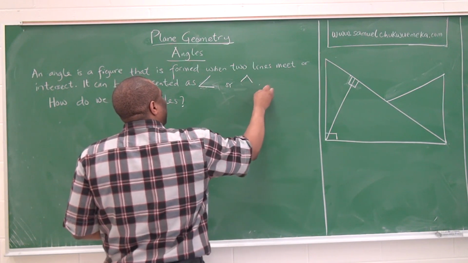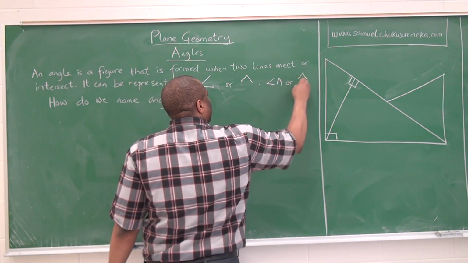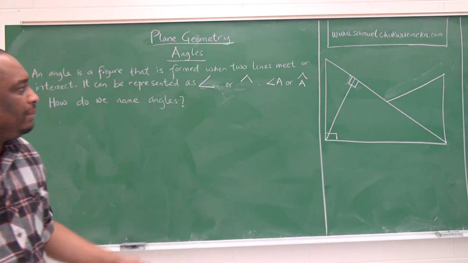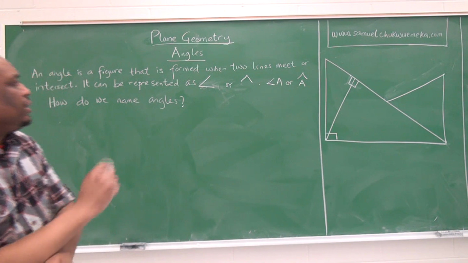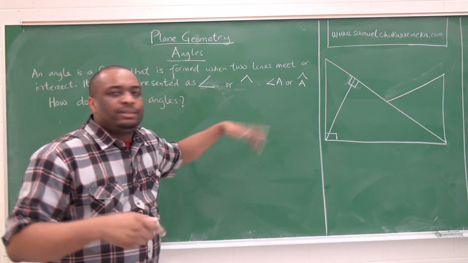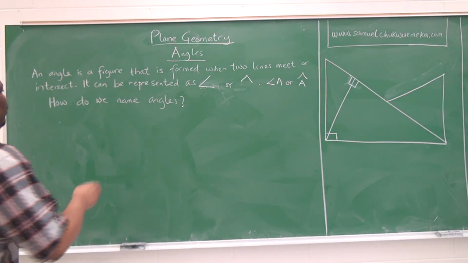So if you have something like angle A, you can write it like this, or you can write it like this, angle A. This means angle A. That's what it means. Okay? So in some textbooks, if you see this, or this, it means angle.